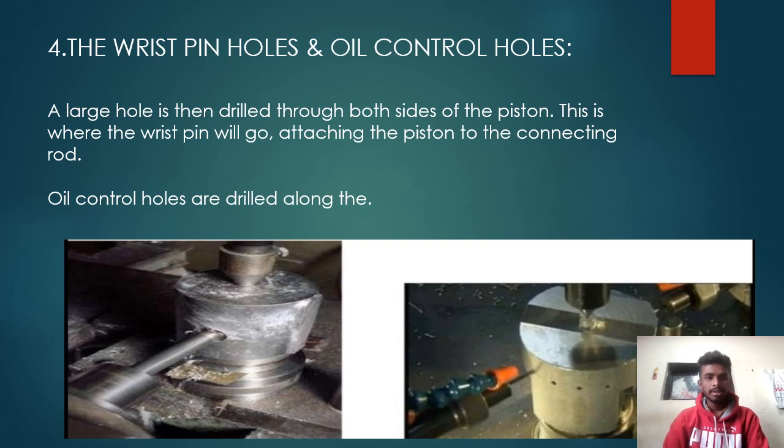Next, the fourth process is the wrist pin holes and oil control holes. A large hole is drilled through both sides of the piston. This is where the wrist pin will go, attaching the piston to the connecting rod. And oil control holes are drilled along the piston. So these are two pictures of wrist pin holes and oil control holes.